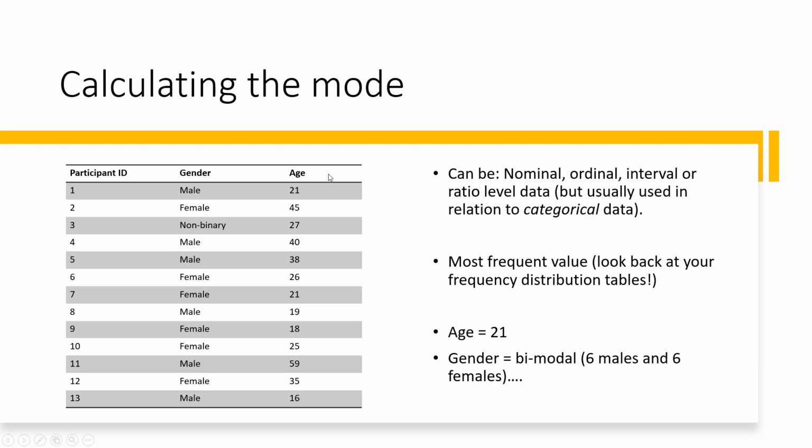I mean, that's a continuous variable, so it's not that useful. But for gender, we have a bimodal group, which means we have two modes, which are males and females, and we had that other category, non-binary gender, which only had one observation. So when you've got nominal data, the only measure of central tendency you can use is the mode. It doesn't tend to be used in relation to interval or ratio level data, but it could be.